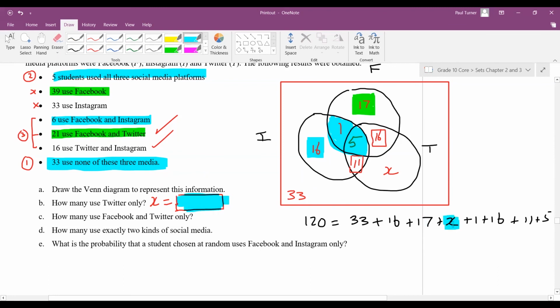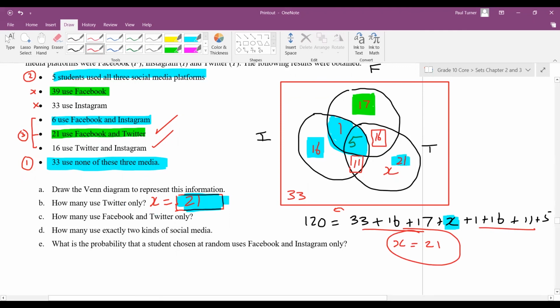I'm sure 21. Yeah, 21. Yeah, that's it. Good. 21. So if you rearrange this, just put your numbers on the other side, okay? And then when you rearrange it, you get X equals 21, like that. So 21 goes in here for Twitter only.